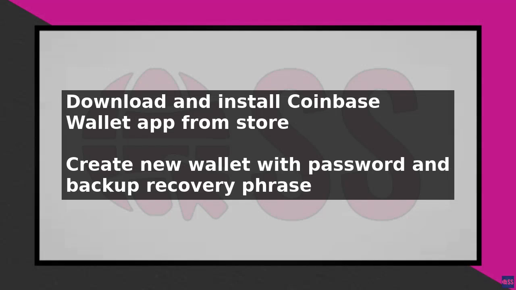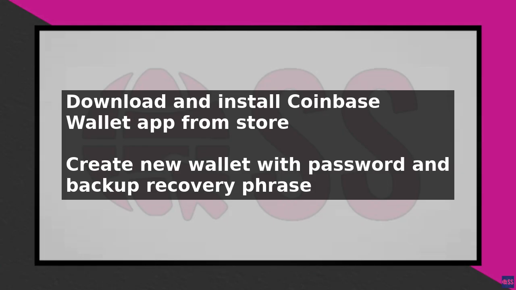To buy Chill Guy Coin on Coinbase Wallet, you need to have a basic understanding of cryptocurrency and blockchain technology. First, download and install the Coinbase Wallet app from the App Store or Google Play Store. Once installed, create a new wallet by following the in-app instructions, which will require you to set up a password and back up your recovery phrase.